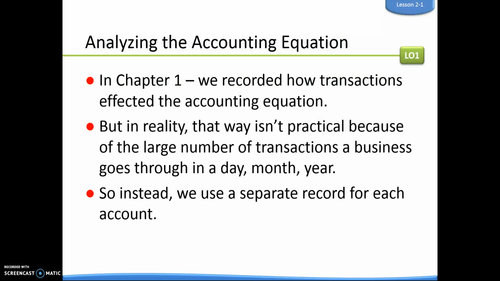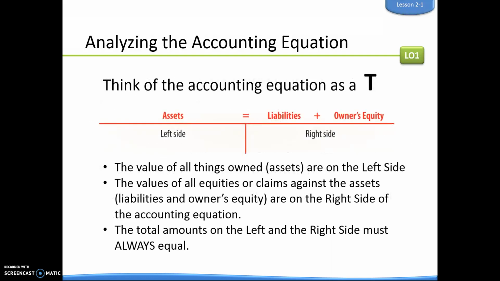So in chapter 1, we talked about how transactions affect our accounting equation. We alluded to that a little bit, but in reality, the way that I showed you in chapter 1 to keep track of transactions is just not feasible, because if you think about Target and the amount of transactions that they go through in a day, a month, or even a year, it's just not feasible to keep track of things like that. So instead, what we need to do is keep a separate record for each account. And so that's where we come into play with something called a T account.